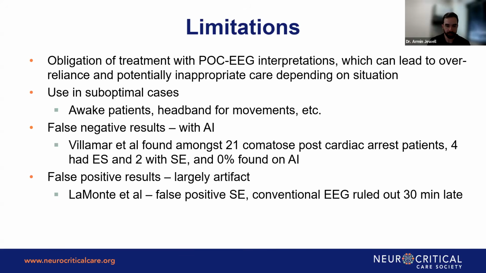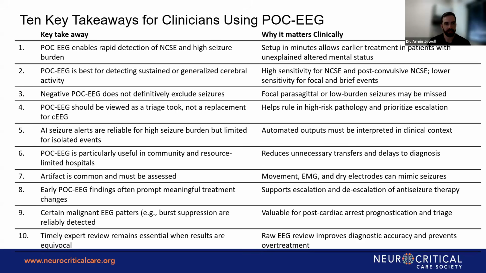All right. So in summary, some takeaways for clinicians for point of care EEG. I'll briefly go through these as a good summary of the things we've mentioned. Point of care EEG is important and enables rapid detection of non-convulsive status epilepticus and high seizure burden. As we talked about a few times, it's quick to set up, so you're able to see if there are ongoing continuous seizures pretty frequently.